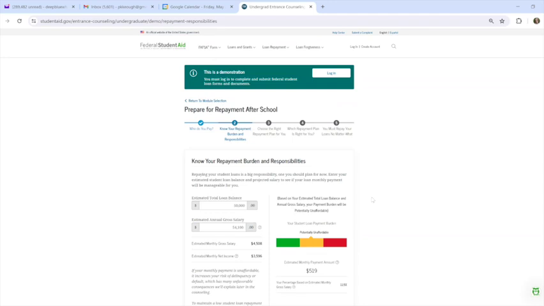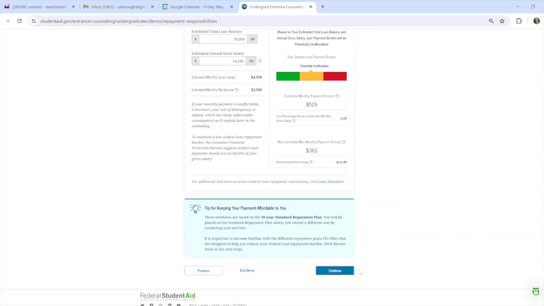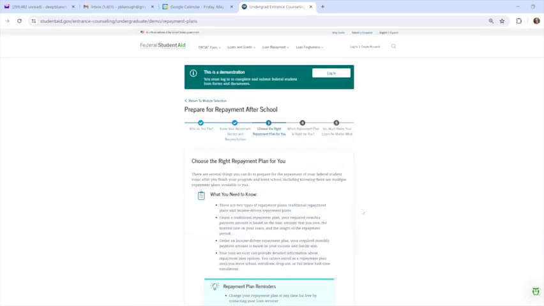It's a good idea to look at your repayment, they call it a burden, and responsibilities. Like, is it affordable, right? They give you a nice little calculator here where you can plug in what you think your loan balance is going to be and your estimated gross salary, and then they're going to figure out for you what your monthly income is. And they're going to know what your monthly payment is as well. They're going to show you, is this in the green, or is it potentially unaffordable, or is it in the red, like really unaffordable? This is a good practice to go through, because you don't want to get buried in too much debt. So this part of this module is very important.